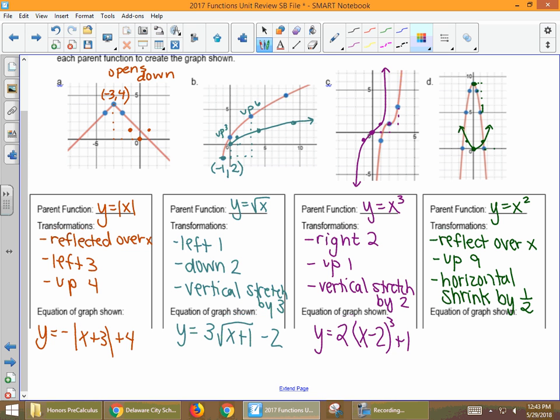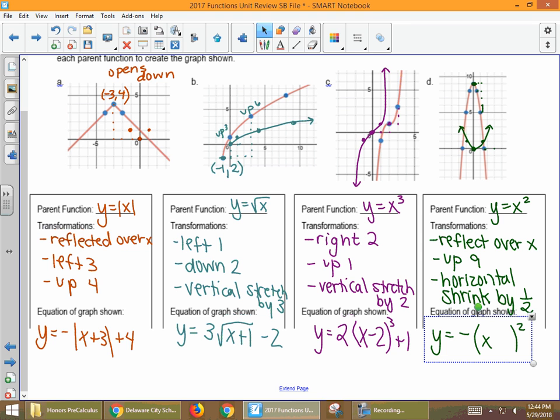Okay, so to write our equation, for that reflection over x, we want a negative on the outside. Our parent function is x squared. It didn't leave room for my shrink. So when we're dealing with a horizontal shrink or stretch, we want to flip that number and put it in front of our x in the parentheses. So if we started out with a 1/2, we take the reciprocal, so we're going to do 2x there. And then down 9, minus 9. Or I'm sorry, up 9, plus 9 on the outside.